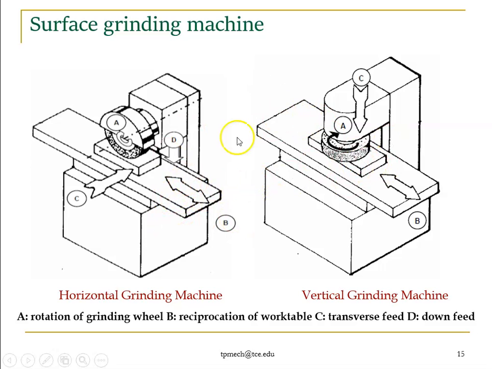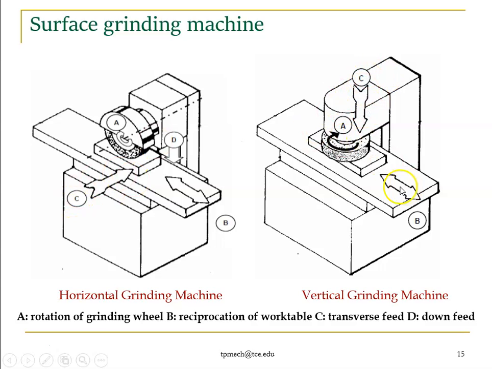So there are mainly four relative motions. One is the rotation of the grinding wheel. For the vertical, it rotates about the y axis. This one rotates about the x axis, right? So horizontal axis, vertical axis. A. B stands for table movement. So both are reciprocating tables, and C stands for feed, right? So traverse feed, that is C for the vertical tool, right?